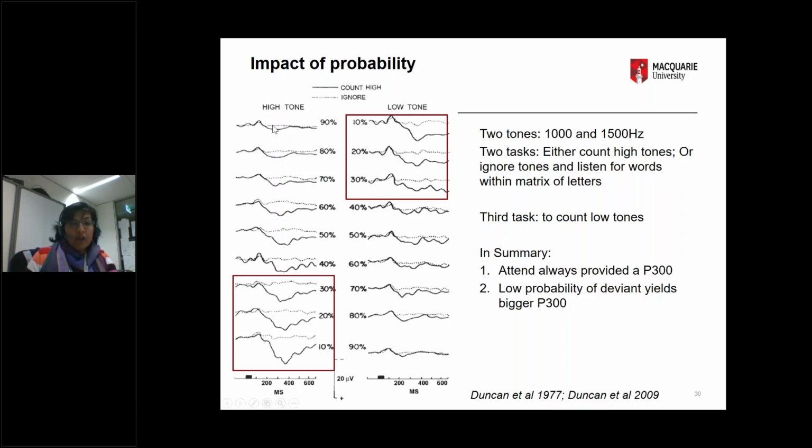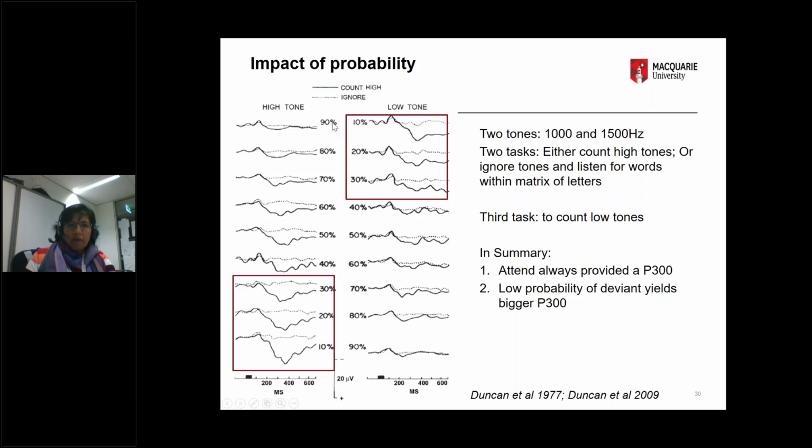And first of all, if you look at these dotted or dashed lines for both high tone and low tone, which is the ignore task, they're doing something completely different. Even when the probability is very high, you don't have a P300. Now, just to be very annoying, the positivity is downward. So what looks like a trough is actually a peak. And your dash line is pretty much a flat line. So ignore does not work.